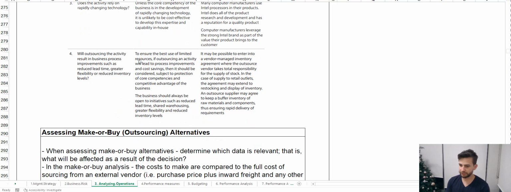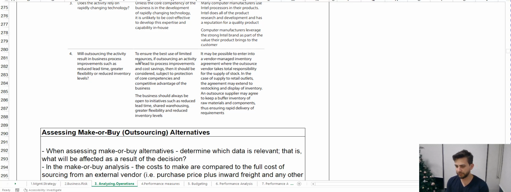4, will outsourcing the activity result in business process improvements such as reduced lead time, greater flexibility, or reduced inventory levels? So to ensure the best use of limited resources, if outsourcing activity will lead to process improvements and cost savings, then it should be considered, subject to protection of core competencies and competitive advantage.